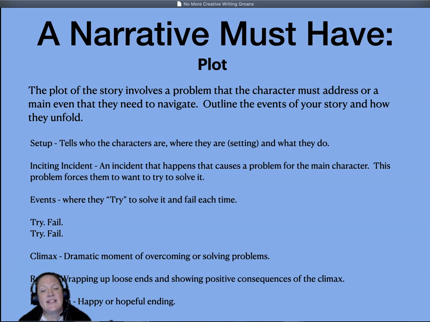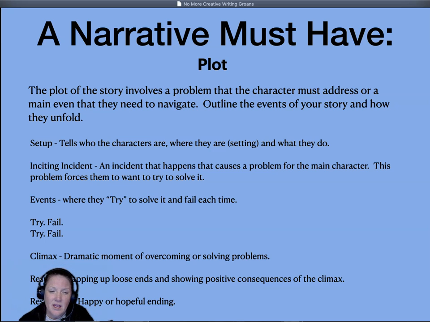A narrative must have a plot. Now, this is the part that can be sometimes the most difficult. The plot of the story involves a problem that the character must address or a main event that they need to navigate. Outline the events of your story and how they unfold. Now, this is how it starts, the setup. That means you're going to tell who the characters are and what they are, where they are, and what they do. So you're just setting the scene with the characters in the beginning that we are going to meet right away.